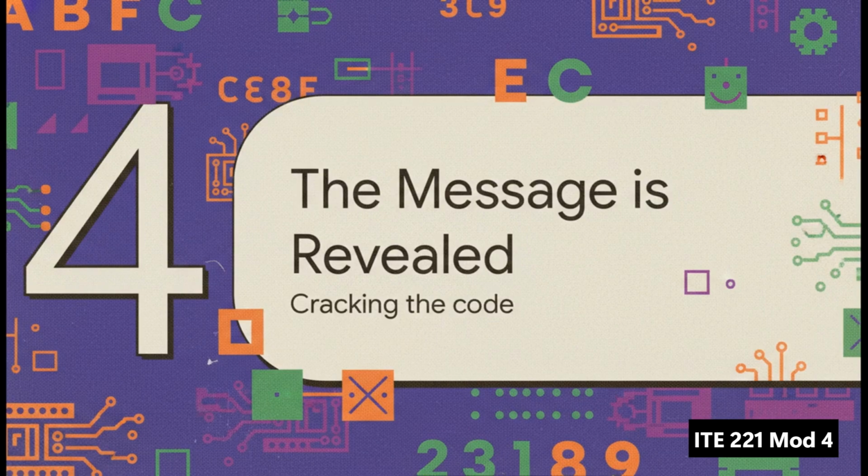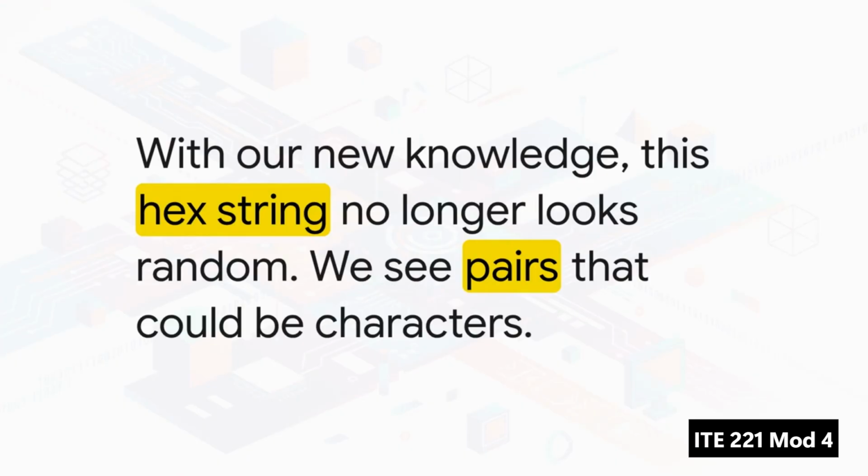All right, we have our toolkit. We understand hexadecimal, we know about character encoding, we've got our bitwise operators down. It's time. Let's go back to our mystery and finally crack this code. And here it is again, that same string of hex code that looked like pure gibberish just a few minutes ago. But it doesn't look so random now, does it? You can see the pattern.